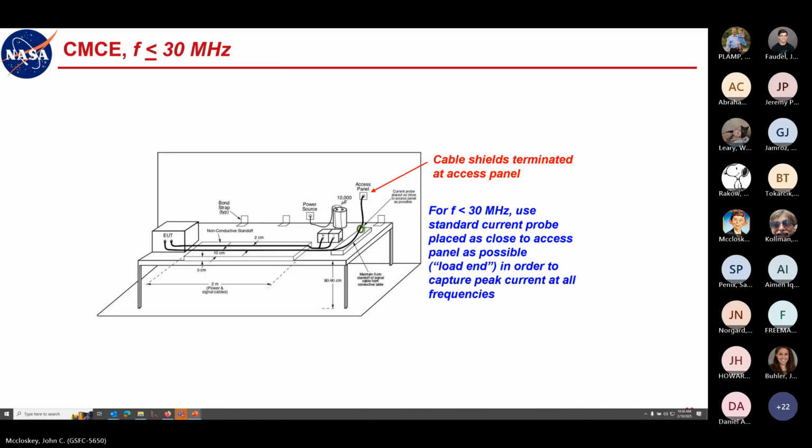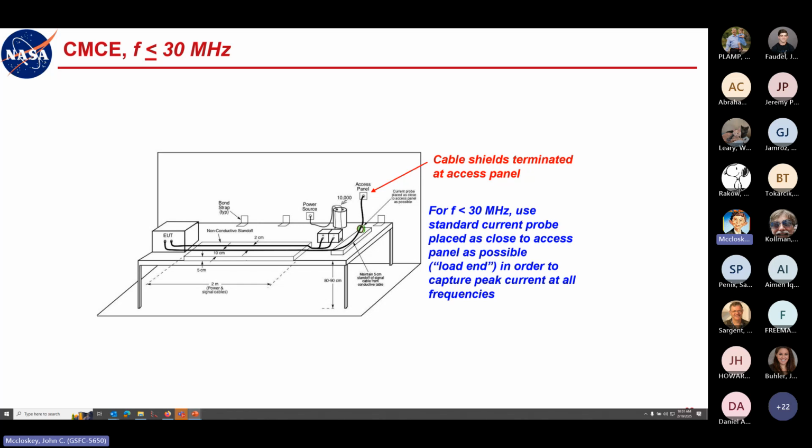So, hey Noel, looks like you have a question. Are you arguing that the conducted emissions measurement as directed by 461 at less than 5 centimeters is insufficient?